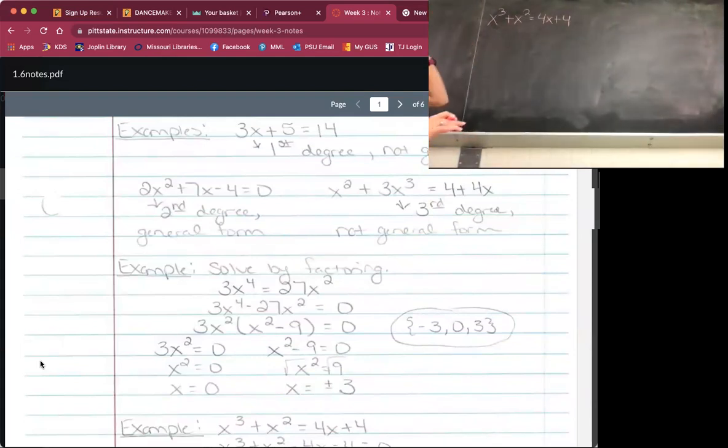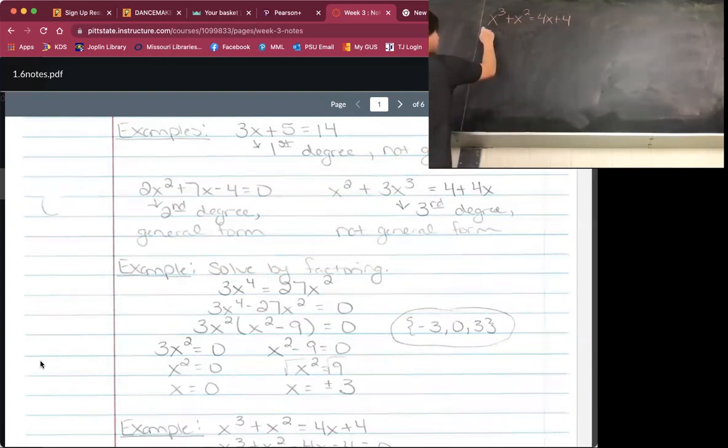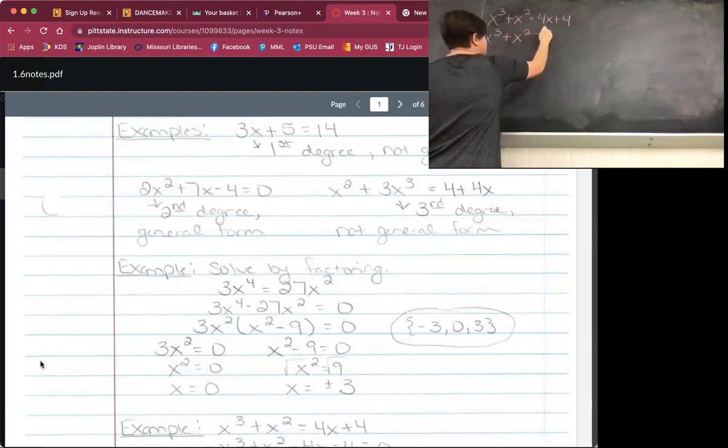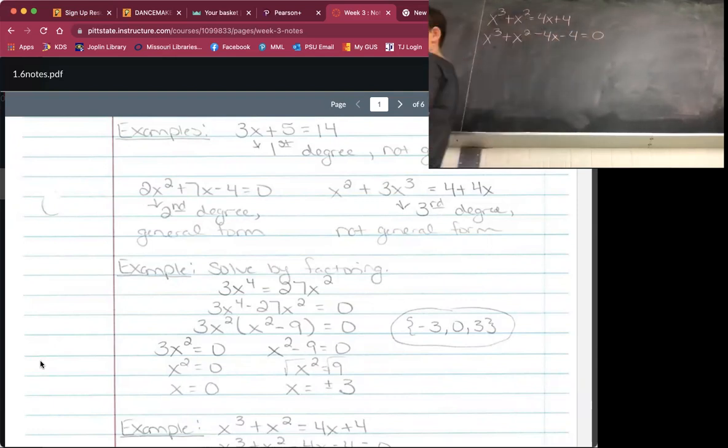Okay, so if we're solving this equation, we need to get everything on the same side of the equation. So I'm going to move everything over to the left side. I'm going to subtract my 4x and I'm going to subtract my 4. So I get x to the third plus x squared minus 4x minus 4 equals 0. I get everything moved over to the same side, and I get it in descending order, so I'm putting it in the general form.